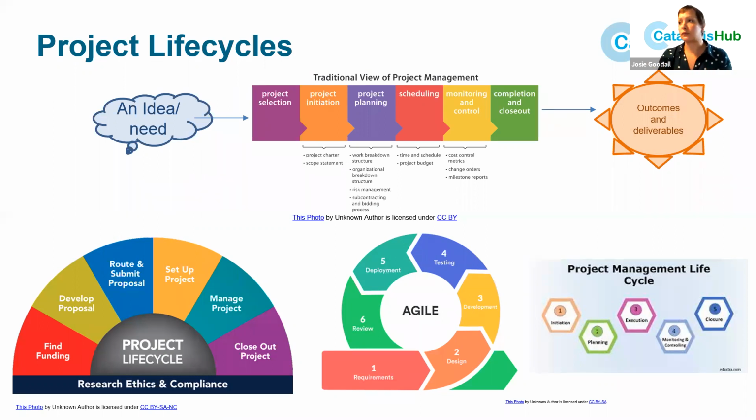You would define your scope. You would then plan the project and the work and everything that needs to be done. You schedule it, and then as a project manager, you monitor and control. You're not doing the project. And then you have a completion and close out, and hopefully you have your outcomes and deliverables at the end of that if it's a successful project.